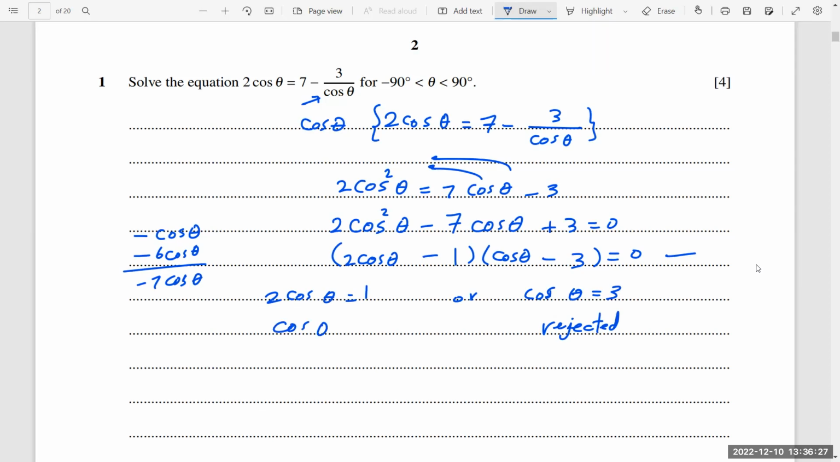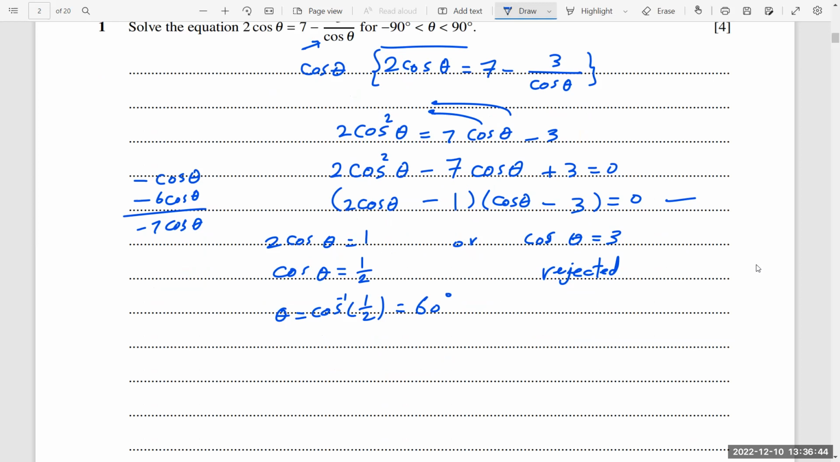Here cosine theta is half and theta equals cosine inverse of half. By using a calculator, you'll get 60 degrees. But the domain of theta here lies between negative 90 and 90. Negative 90 is here, and this is 90 up. This is 0 degrees, this is 180 here. From negative 90 to 90 means the angle theta lies either in the first quadrant or the fourth quadrant.